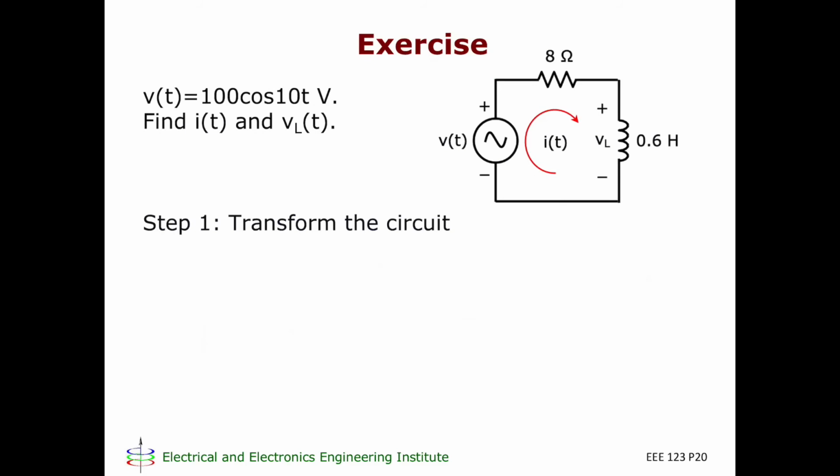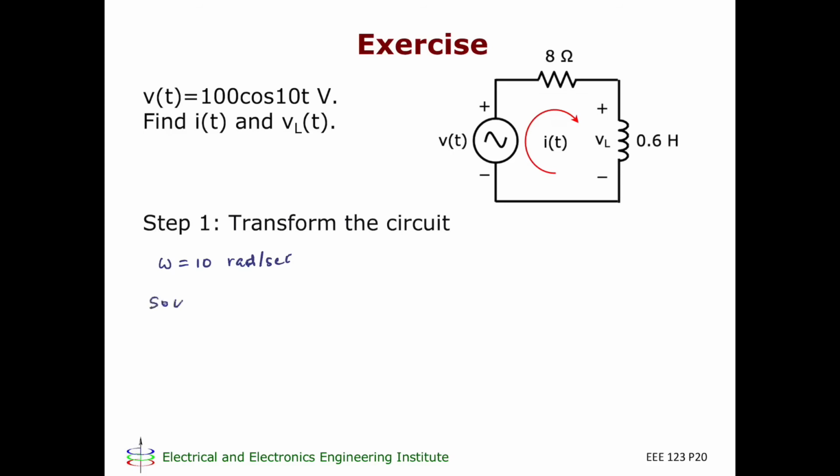Okay, let's do the exercise again. Let's now put actual numbers in the different parameters. So for example, vs(t) is 100 cosine 10t, our resistor is equal to 8 ohms, and our inductance is equal to 0.6 henries. This time we want to find is(t) and vL(t). So what is step 1? Step 1 is to transform the circuit. First of all, we should recognize that our ω is equal to 10 radians per second.